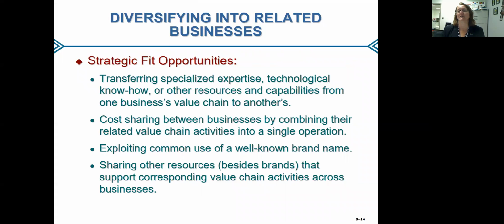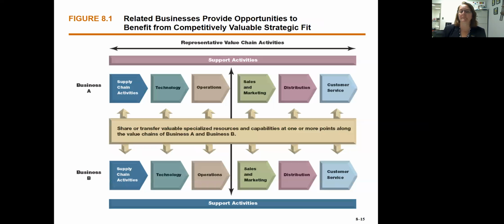And then you have the strategic fit opportunity. You're transferring specialized expertise, technological know-how and other resources and capabilities from your business to another. You're sharing costs between businesses by combining into a single operation. You're exploiting common use of a well-known brand name. You're sharing any other resources that make sense outside of brands.